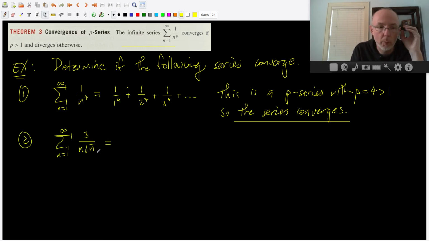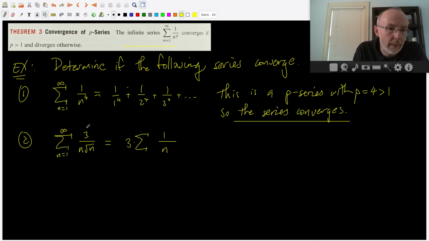Here's another example, a series that has terms of the form 3 over n root n. This is not a p-series, but we could use linearity. If this series converges, we know it's going to converge to 3 times 1 over n to the power of something, because I can factor the 3 out. In other words, we had a theorem in the previous section that said linearity lets us bring constants out. So this is 3 times n to the power of, well, that's n to the power of 1, multiplied by n to the power of a half. So this is overall n to the power of 3 halves from 1 to infinity.